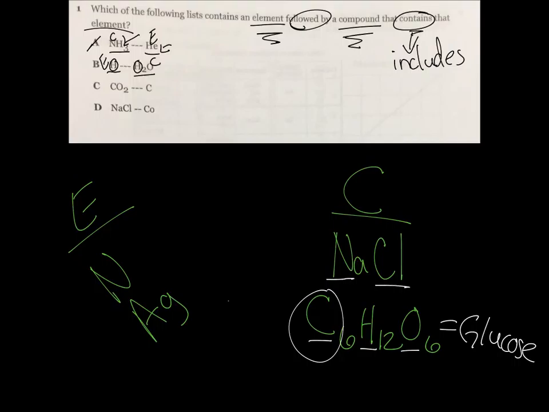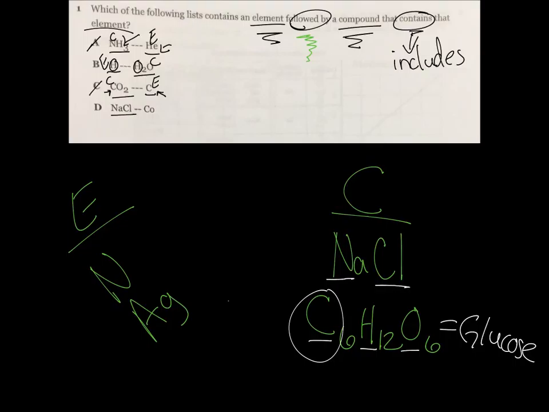Let's go to the next one. CO2, compound or element? Great job, compound, because you have 2 elements in there, carbon and oxygen. What comes next? C. Is that an element or a compound? Great job, it's an element, C, which is carbon. So even though this element right here is found in this compound right there, remember the question specifically says an element followed by a compound, which means the element has to come first and then the compound comes second because the compound follows the element. So for that reason, letter C can be eliminated. Let's go to the last one.